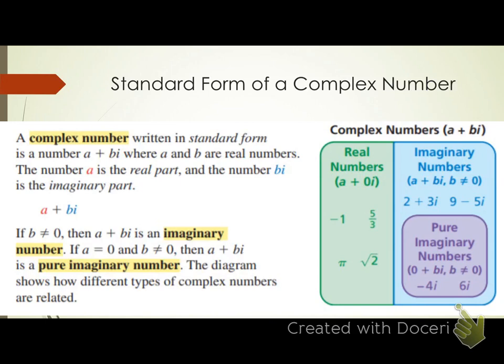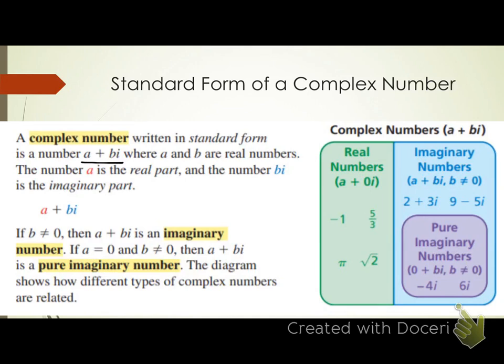Okay, standard form of a complex number. A complex number written in standard form is a number a plus bi. You need to write that down. A plus bi, where a and b are just real numbers. The number a is the real part of my complex number, and the number bi is the imaginary part of my complex number. So a complex number consists of a real part and an imaginary part.